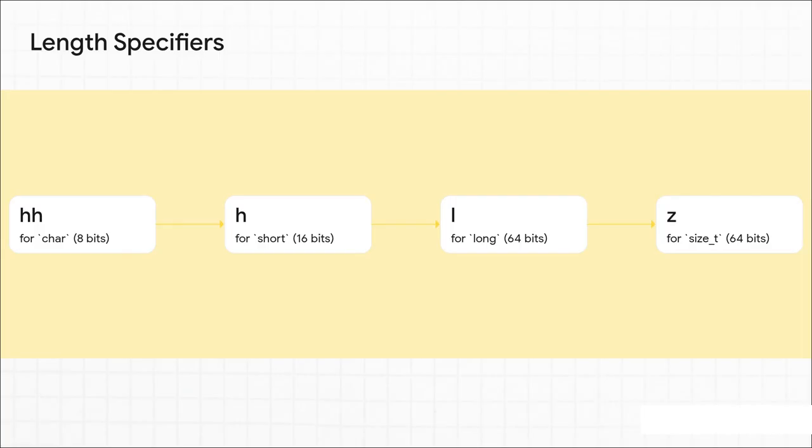Just think of them as little prefixes that you stick right between the percent sign and the main specifier letter. So, for instance, if you want to print a big 64-bit long integer, you can't just use %d. You have to use %ld. That L tells Printf exactly how many bytes to look for, which helps you squash weird bugs and make sure your output is always right.